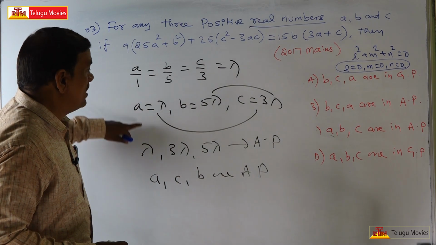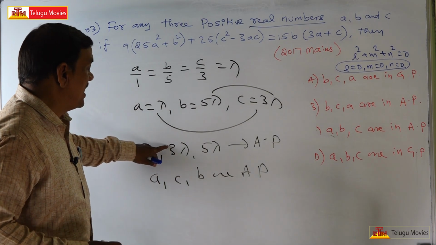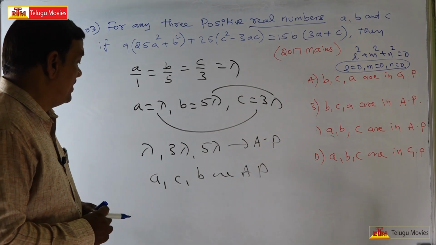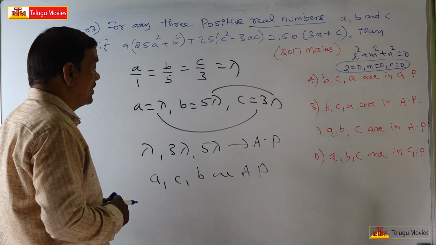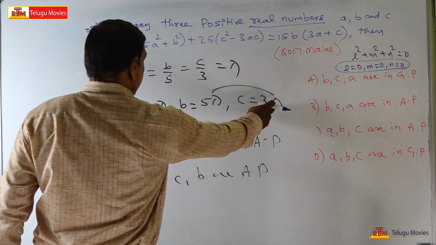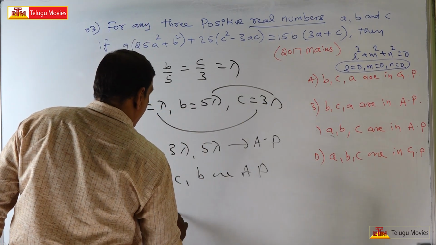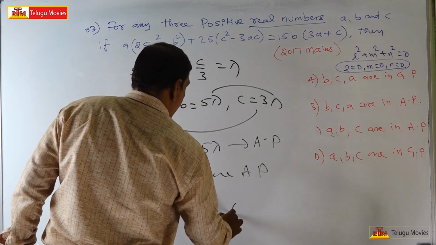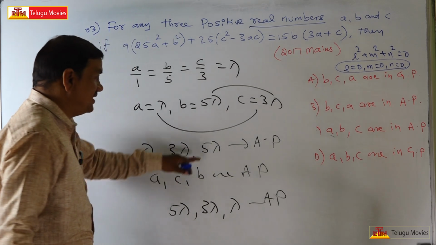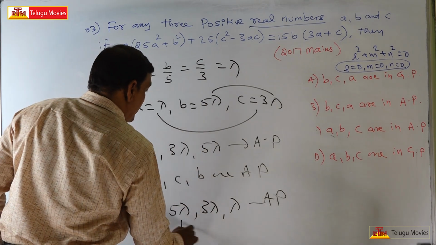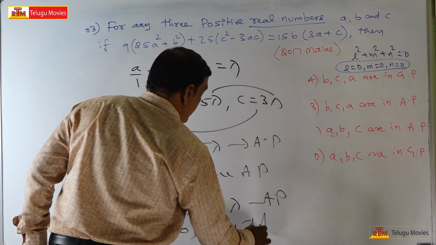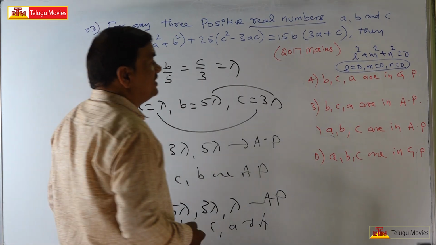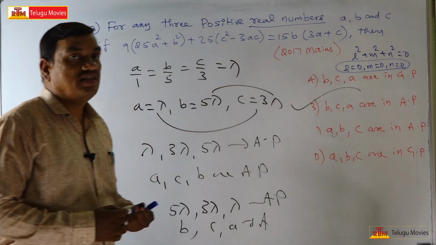See here, this a value is lambda, this is 3 lambda, and b value is 5 lambda. So a, c, b is in AP. Otherwise b, c, a, that is 5 lambda, 3 lambda and lambda is also in AP. So either a, c, b is in AP or b, c, a is in AP. So option B is the right answer.